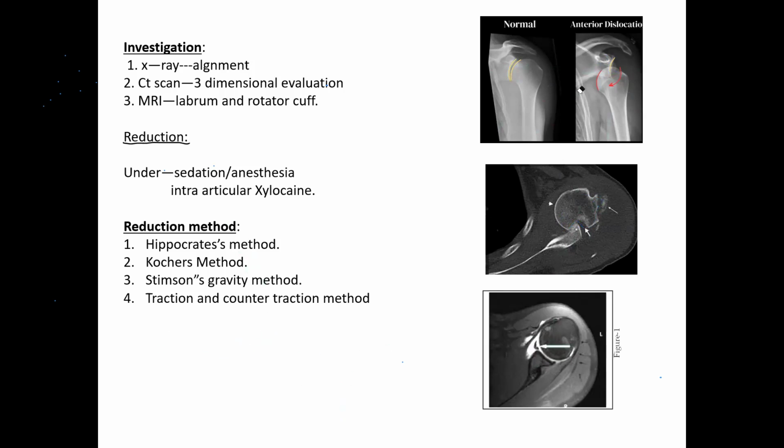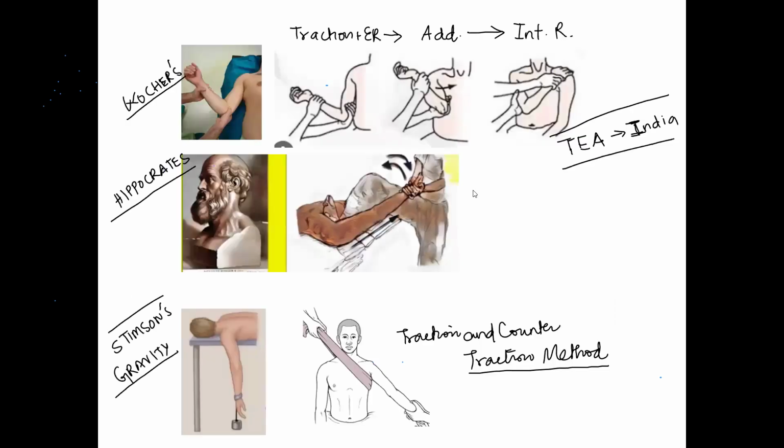So what is the treatment? Once the patient comes, we need to reduce it as early as possible. You can either give sedation, anesthesia, or an intra-articular xylocaine injection and reduce it. Then what are the methods of reduction? There are a lot of methods. We have four important ones. One is the old Hippocrates method. Second is Kocher's method, commonly asked. Then Stimson's gravity method and the traction and counter traction method. We'll brief about each method and finish today's class.